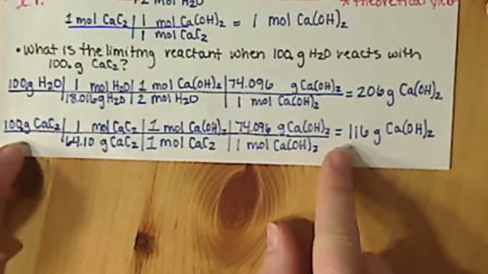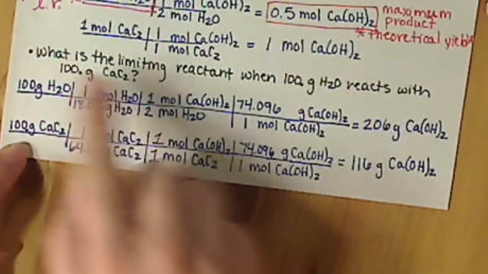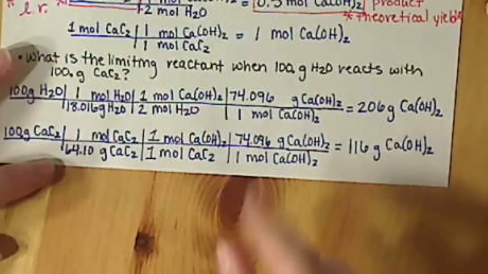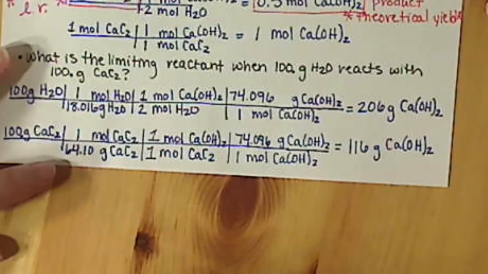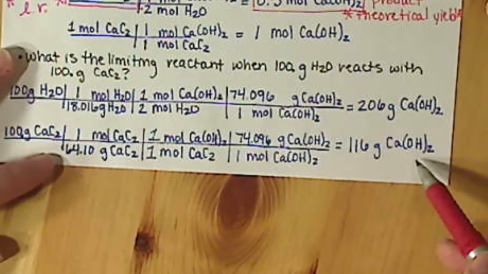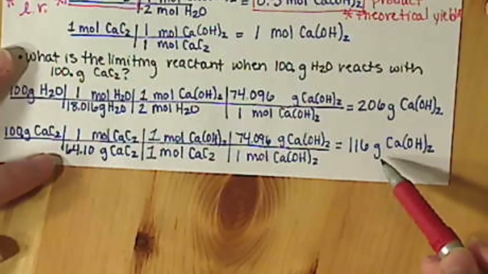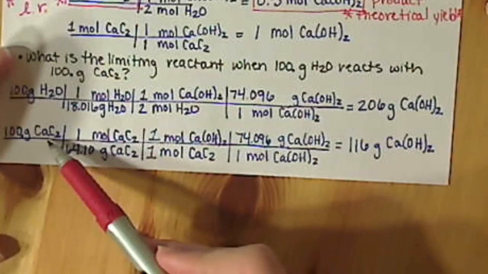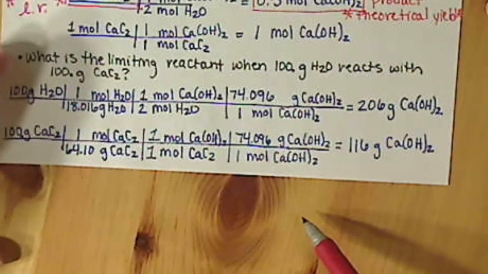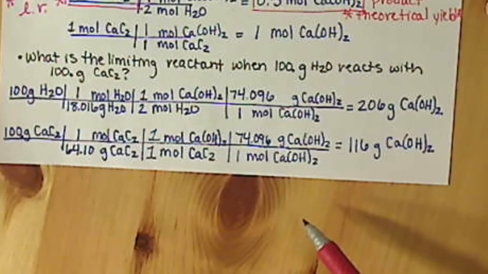So now we go back to answering our question. We're trying to figure out what is the limiting reactant here. So the maximum amount of product that we can form is the 116 grams of calcium hydroxide, because we run out of the calcium carbide and we won't be able to make that full 206. Remember the cookies, once you run out of an ingredient, you're done. You can't make any more cookies.